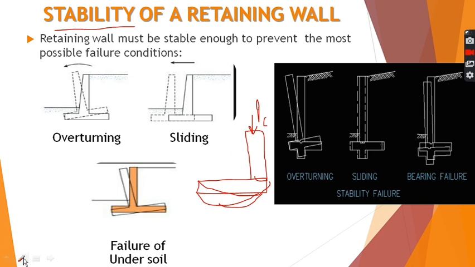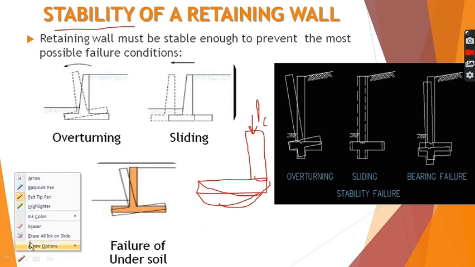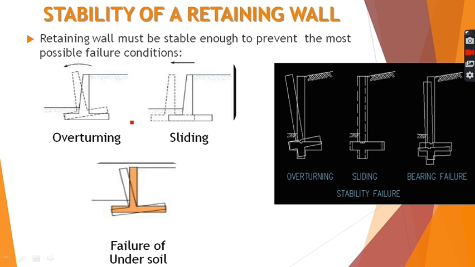Similarly, when we designed footings, we considered the various criteria in which the footings can fail, for example by one-way shear, by two-way shear or by bending. So here also we will first have a look at how the retaining wall can fail, so that we can provide options to prevent these failures or to make the retaining wall stable.